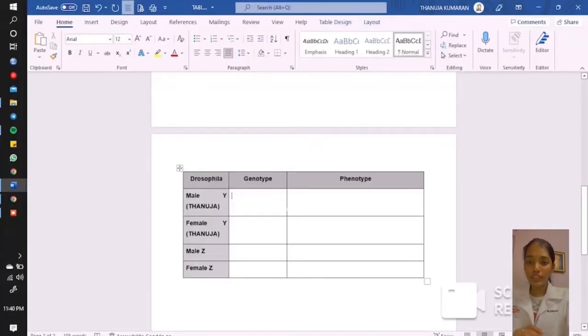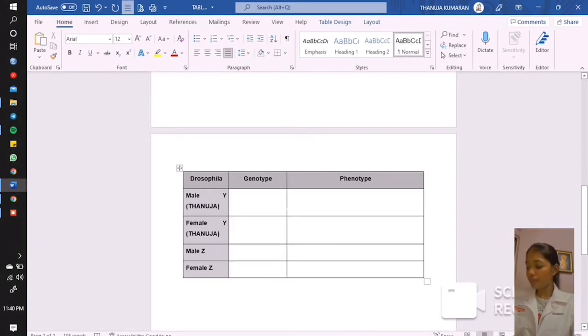So for the second table, we need a 10-cent coin and also a 50-cent coin. The 10-cent coin represents the eye color, and the head will be dominant red eyes, while the tail will be the resistant white eyes, while the 50-cent coin represents the body color, where head represents dominant, which is black and tan, and the tail will be the resistant, which is ebony.